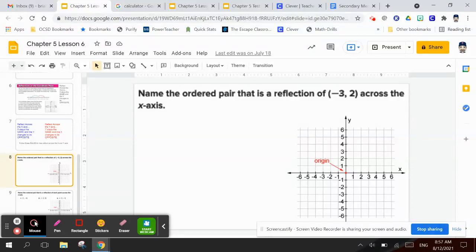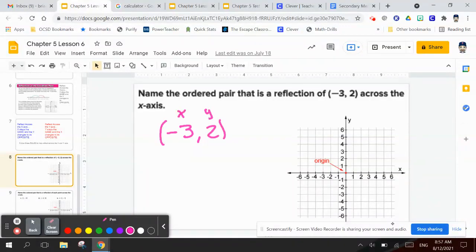So we want to name the ordered pair that is a reflection of -3, 2 across the x-axis. So here's my address. It's -3, 2. Here's my x, here's my y. And we want to reflect across the x-axis. We just said that when we reflect across the x-axis, the x stays the same. So when I find its reflection, x stays the same, that's -3. What happens to y? Y changes to its opposite.